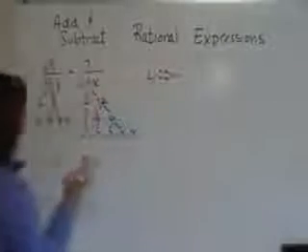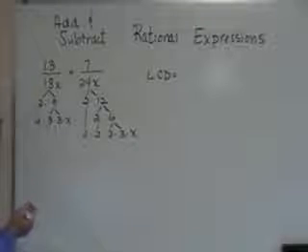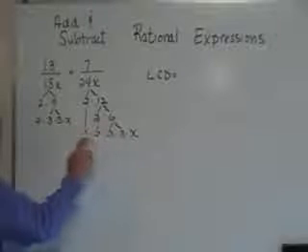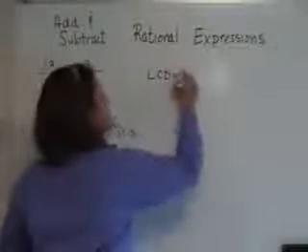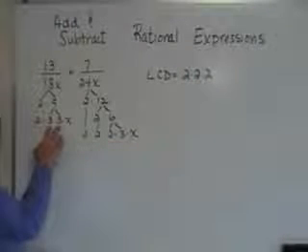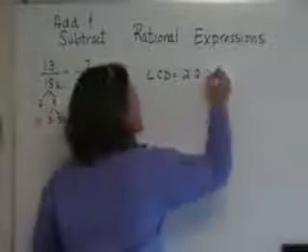will be found by taking the 2's and the 3's and the x's, the greatest number of times that they occur. The 2 occurs here once. It occurs here 3 times. I must take it 3 times. The 3 occurs here once. It occurs here twice. I must take it 2 times because that's the greatest number of times it occurs.